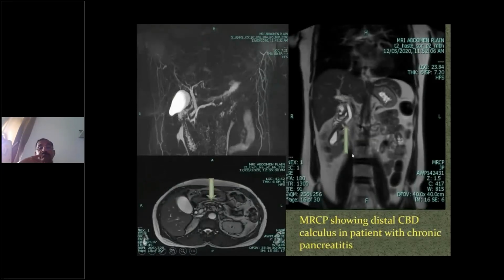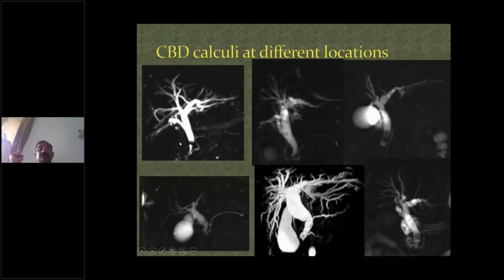This is another patient where we can see the distal CBD stone, but associated with dilatation of the main pancreatic duct. And if you look here, there's hardly any pancreatic parenchyma visible. So this patient has chronic calcific pancreatitis. Along with that, there is a distal CBD stone. And these are CBD calculi at multiple different levels. You can see them all as black filling defects in the white bile.